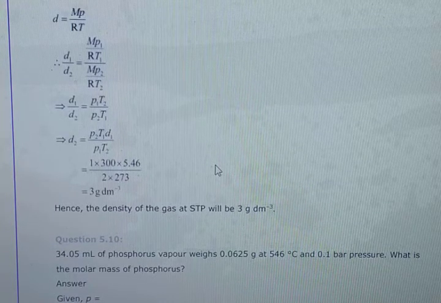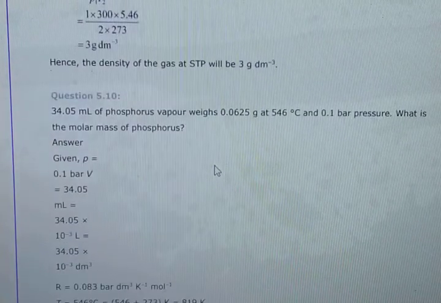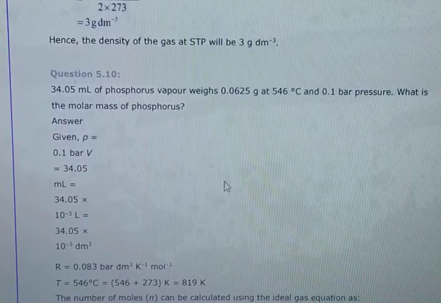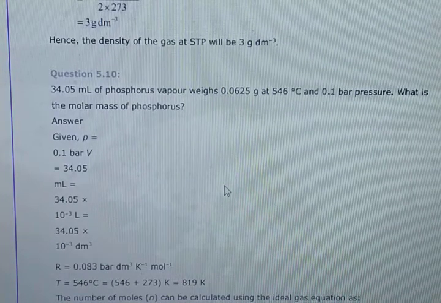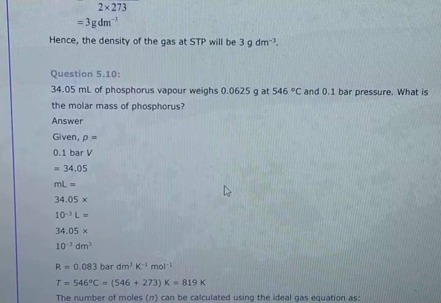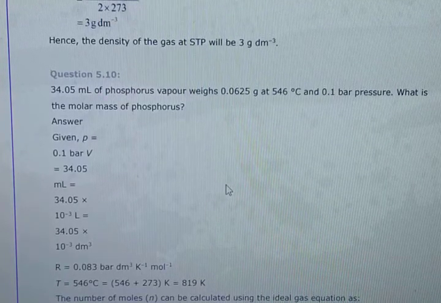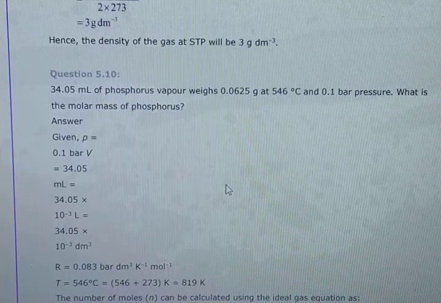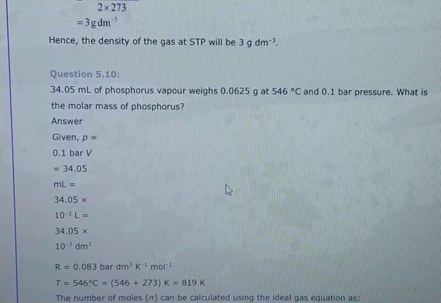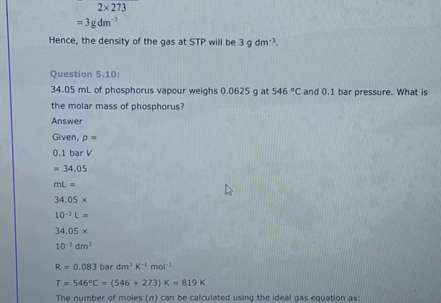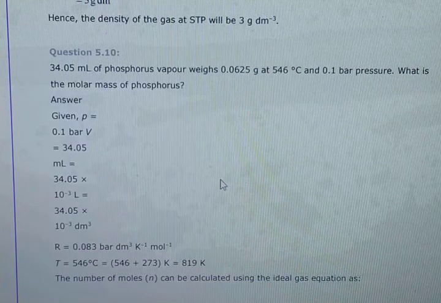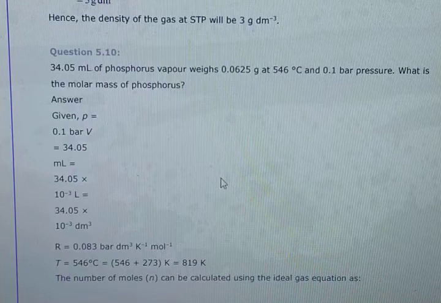Now we are moving towards question number 10. 34.05 ml of phosphorus vapor weighs 0.0625 gram at 546 degrees Celsius and 0.1 bar pressure. What is the molar mass of the phosphorus? What we have to calculate? Molar mass. P1 is equal to 0.1 bar, V1 is equal to 34.05 ml, that is 34.05 into 10 to the power minus 3 liter, 34.05 into 10 to the power minus 3 decimeter cube. R is equal to 0.083 bar decimeter cube per Kelvin per mole, and T is equal to 546 degrees Celsius, that is equal to 819 Kelvin.